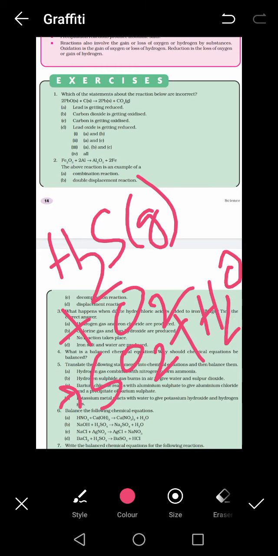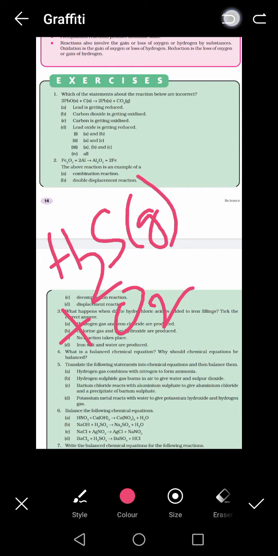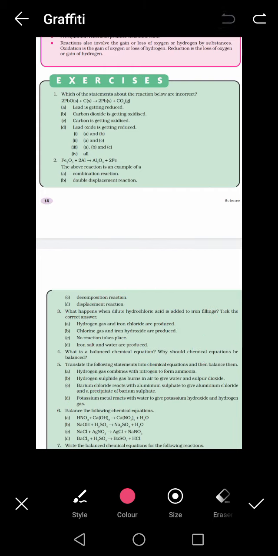Then if we balance the equation, we will find 2H2O, 2SO2, and on the other side 2H2S and 3O2. This is the balanced reaction: 2H2S plus 3O2 gives 2SO2 and 2H2O. Then go to the next question, question number C.